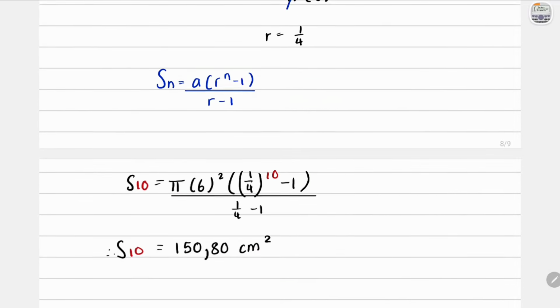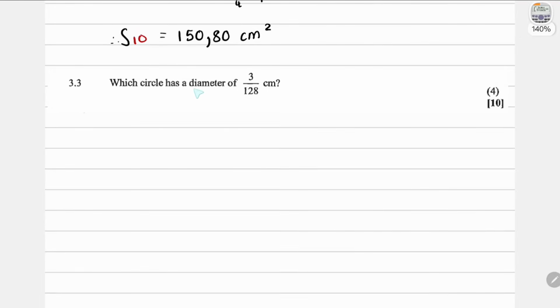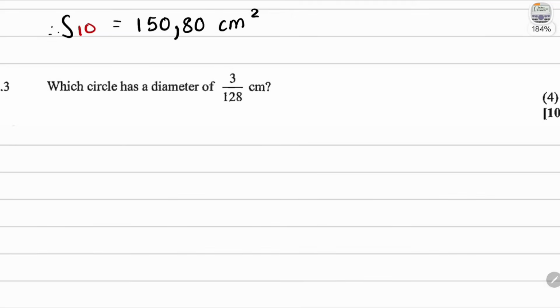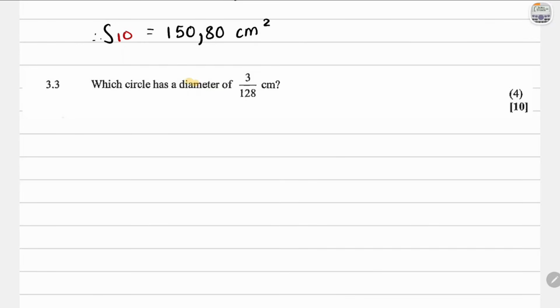And then we move on to 3.3. Question 3.3 says, which circle has a diameter of 3/128 centimeters? Okay, which circle has a diameter?